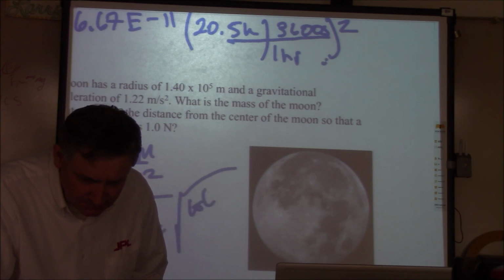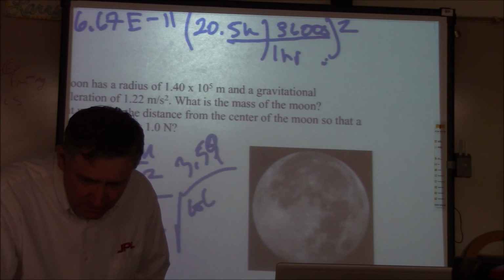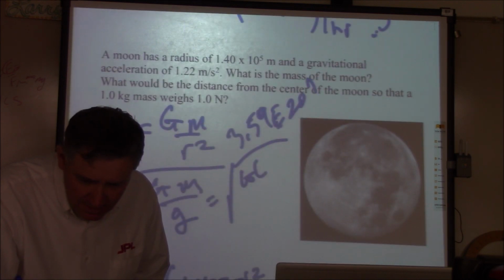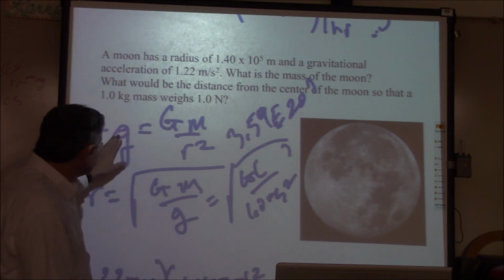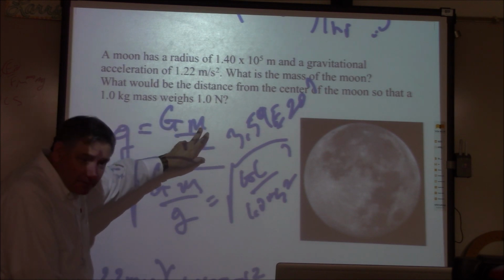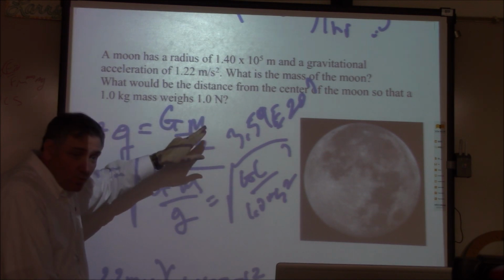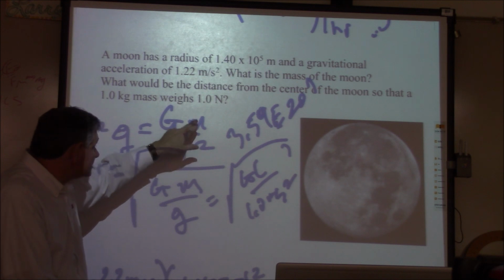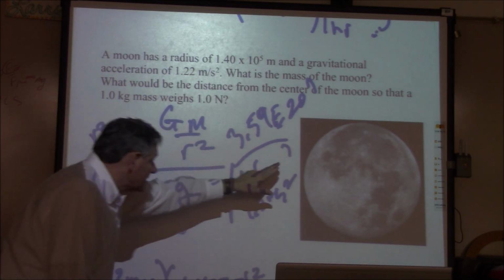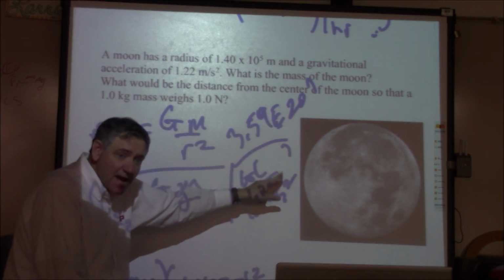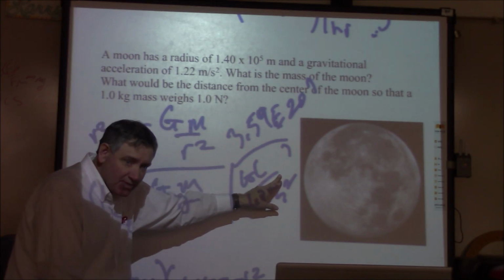I'm going to write that up there, 3.59. E to the 20th divided by 1 meter per second squared. Now, do not put in 1 kilogram here. That is not what we're talking about. This mass is not the 1 kilogram. That mass has to be the mass of the moon, the mass of the earth, whatever that is.